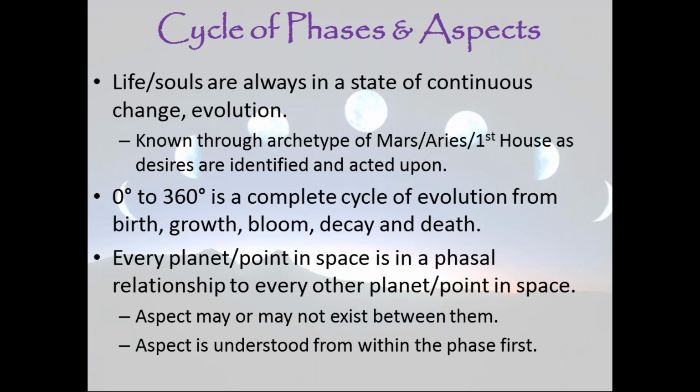And finally, this is true with Mars, Pluto, but it's true between any 2 planets or any planet and point in space. Every single planet and point in space is in a phasal relationship to every other planet and point in space. An aspect may or may not exist between them, and the aspect is understood from the phase first, with the aspect filling in the details.